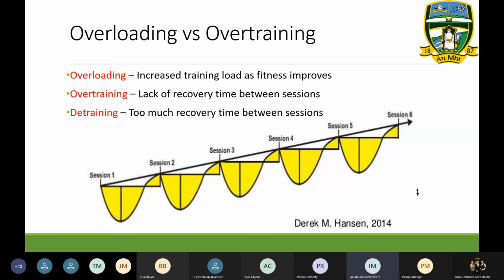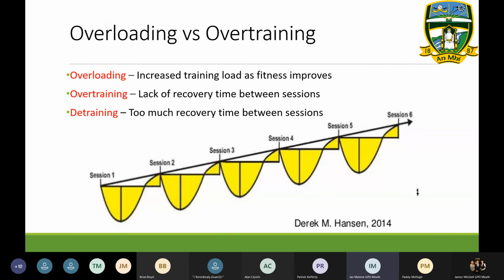And once it's not challenged, your body's not going to react the same way. It's not going to get itself ready for an even higher standard or even higher training load. So overloading is increasing your training load as your fitness improves. Session 1 wouldn't have the same training load as session 2. Session 2 would ideally have a slightly higher training load, and the same as you go up to session 3, 4, 5, 6, etc.